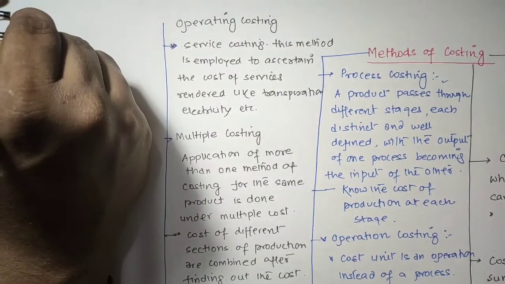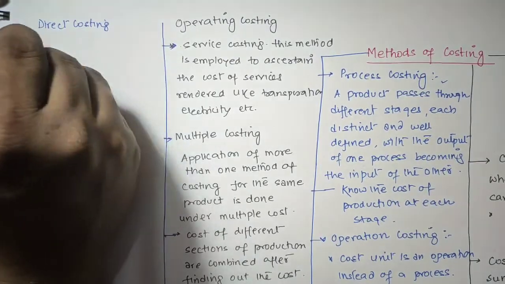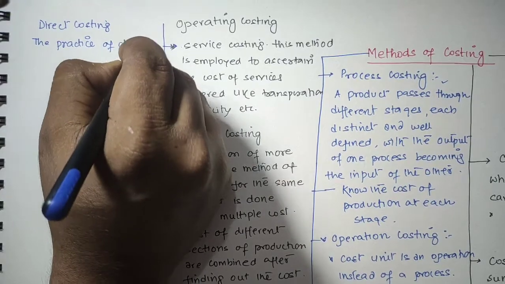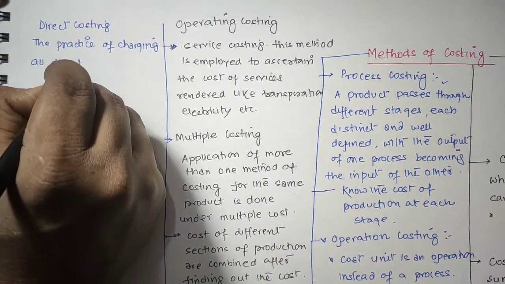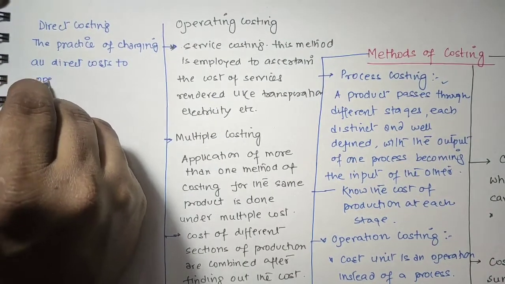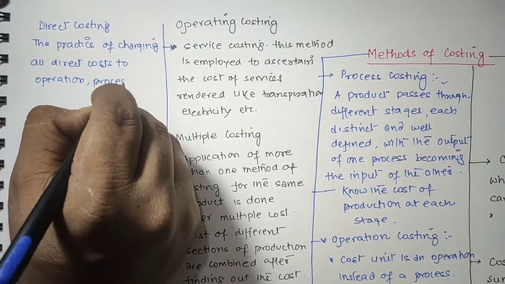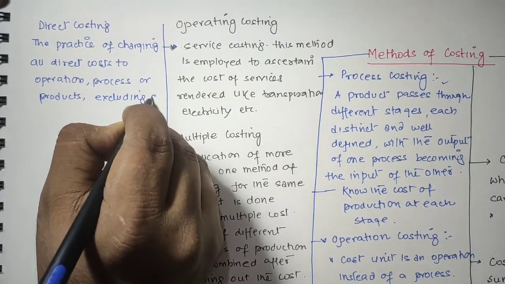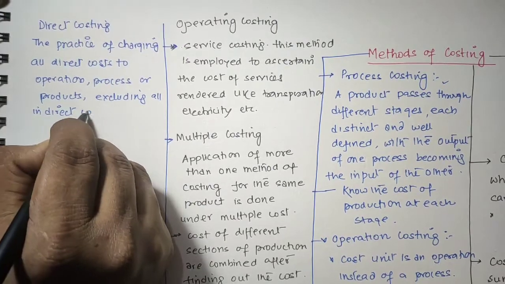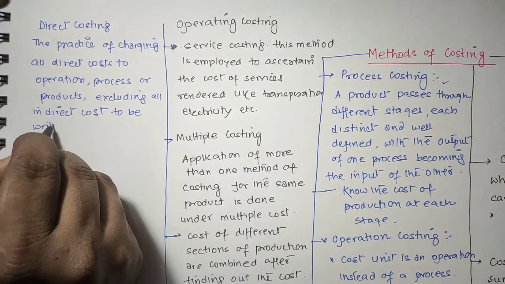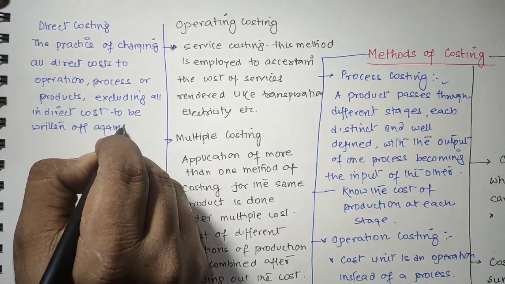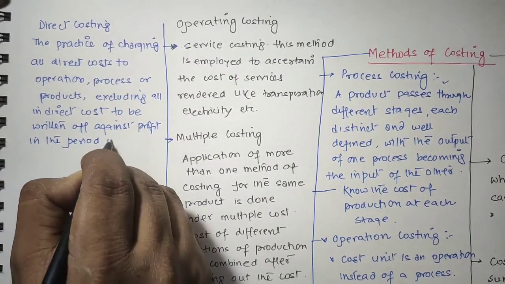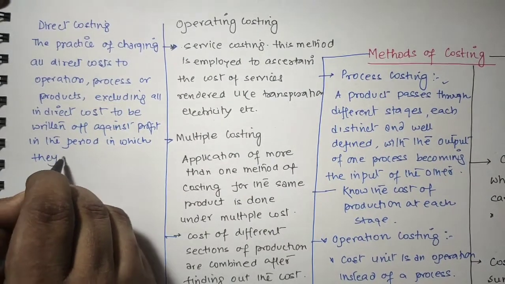The next one is direct costing. Direct costing is the practice of charging all direct cost to operation, process or product, excluding all indirect cost, to be written off against profits in the period in which they arise.